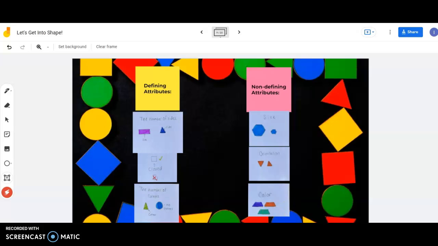And the color of the shape doesn't matter. It does not matter whether it's pink or blue or red. It's still that shape. So those are non-defining attributes or unimportant parts. Defining attributes are very important parts that make a shape a shape.